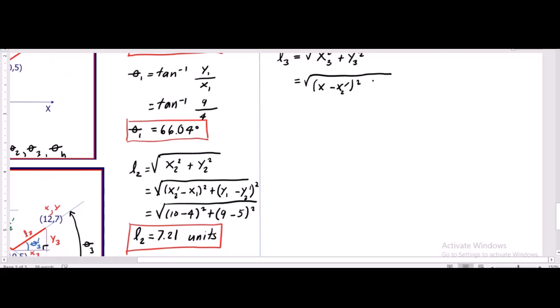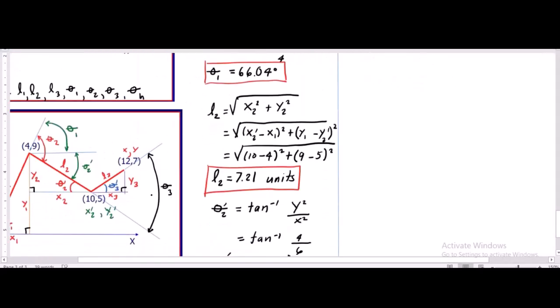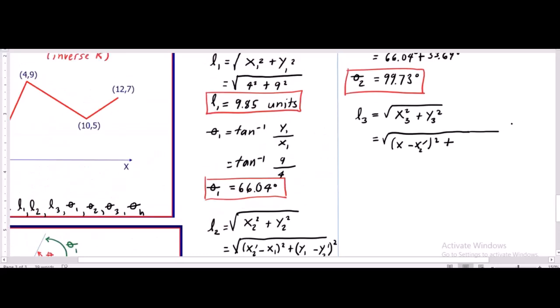Okay. How about for the y3? This one from here to here is y3. We can get y3 by taking y, from here to here, subtract that with the, from here to here will be your y2 prime. So y minus y2 prime is y3. So substitute all the values.